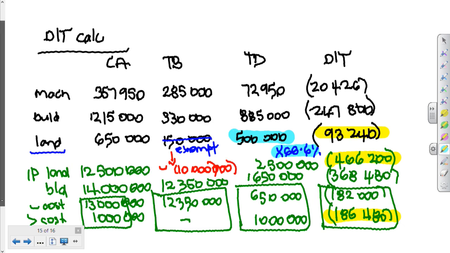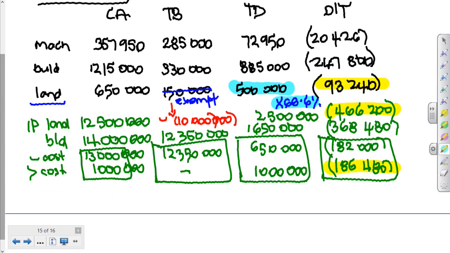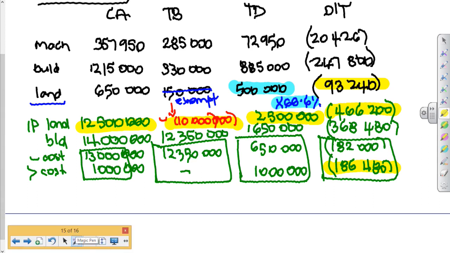Then here's my land and building for my investment property. Investment property land, the carrying amount at the end of the year is 12.5 million. The cost of that land was 10 million, but it's exempt, and my temporary difference is 2.5 million. Yeah, so that's also an exempt difference that I would normally not put in, and I would just say a temporary difference of 2.5 million. 2.5 million again times 66.6 times 28 gives me 466,200. Let's just double check that.